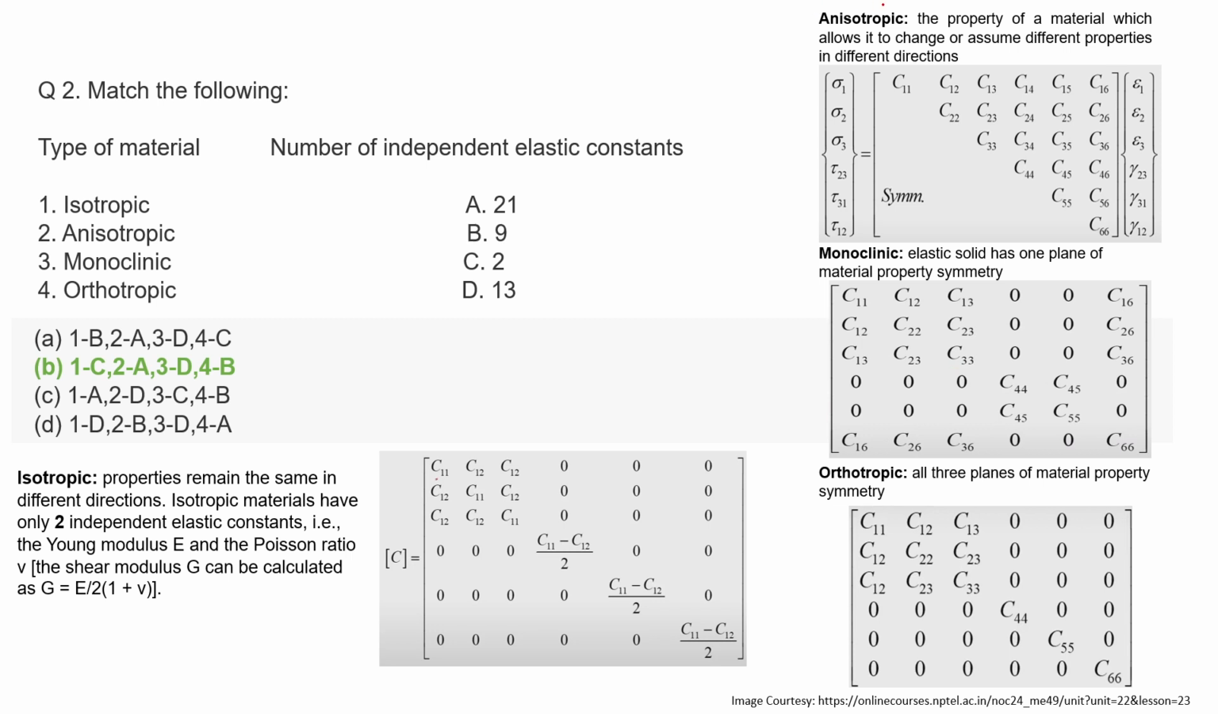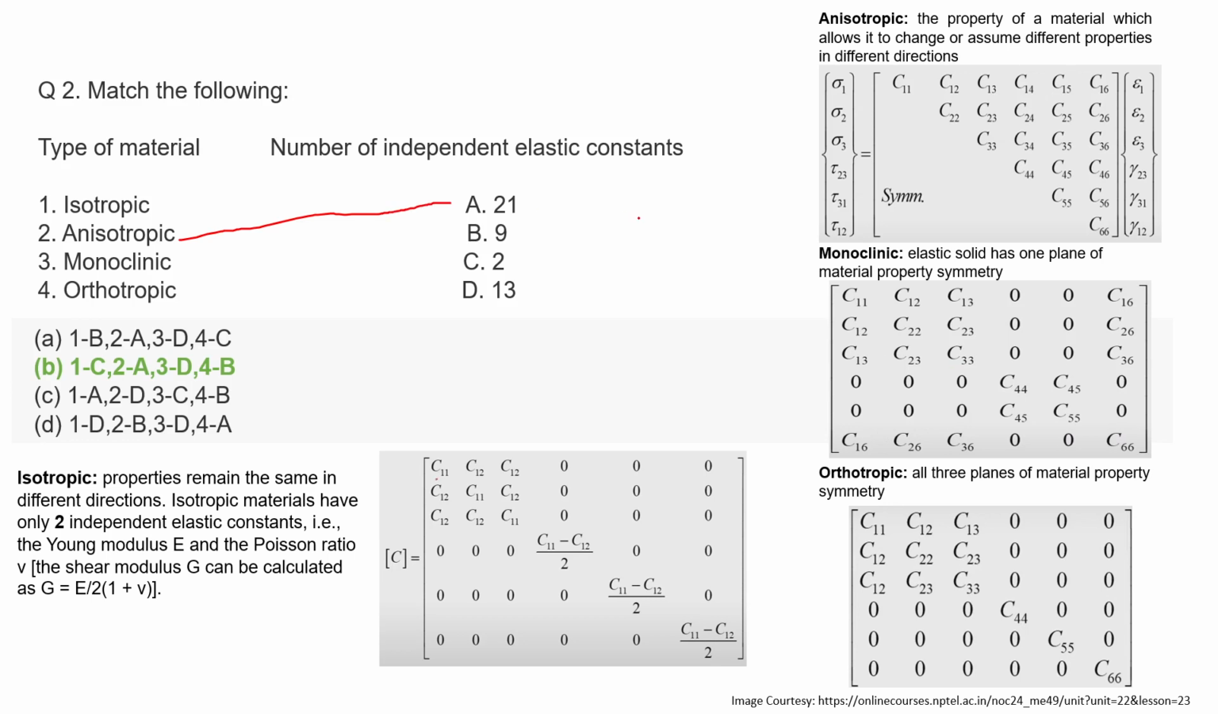So anisotropic means that the property of a material allows it to assume different properties in different directions. So anisotropic generally means that in every direction there will be different properties. So we have to consider all the stresses and strains in all of these directions. That's why for an anisotropic system, the number of independent elastic constants will be the highest, that will be 21. So we can match number 2 with A.